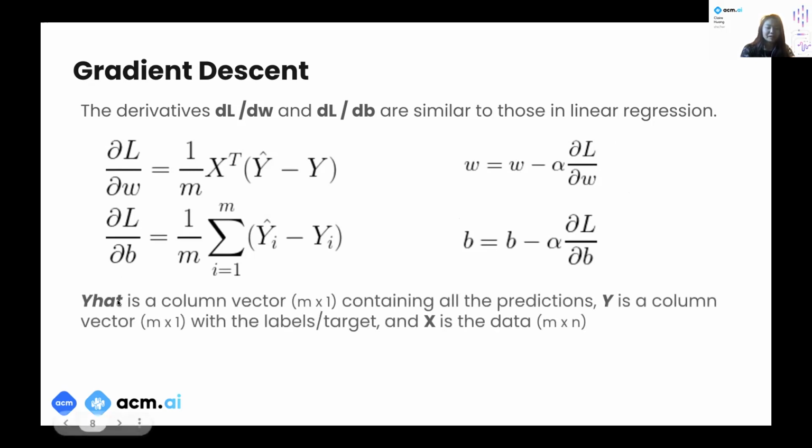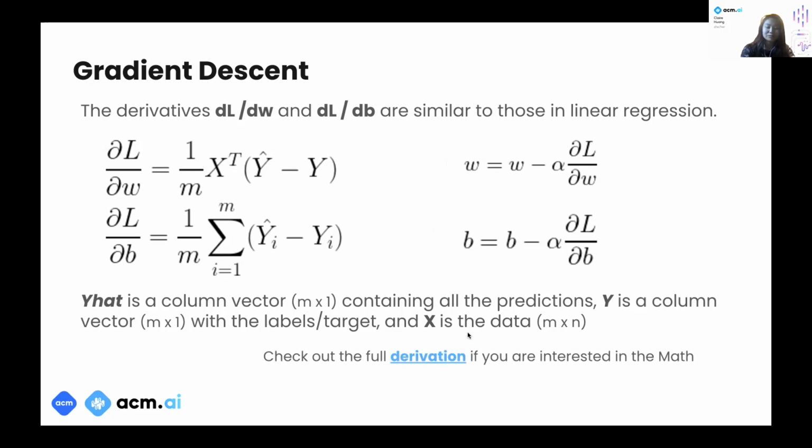So remember, Y hat is a column vector with a size of m, which has all of the predictions or probabilities. And Y, the target, is also a similar size vector. And we have all of our target data, which is X. So since Y and Y hat are the same size, this will subtract into one vector that will give us a form we're quite familiar with.